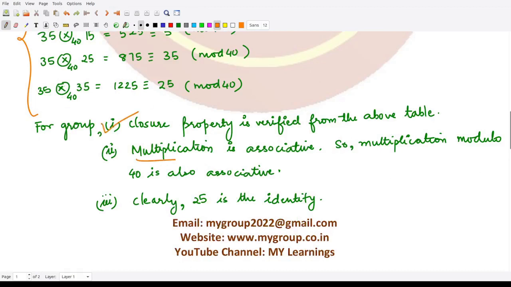Moreover, you know multiplication is associative. In multiplication modulo 40, we are actually multiplying the numbers, so that is also associative. So our second property is also satisfied.